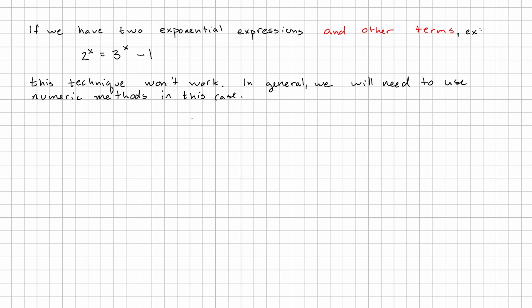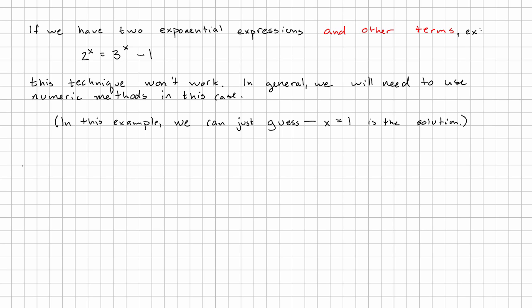In this example, we can just guess. The solution is x equals 1. We can tell that because 2 is equal to 3 minus 1. But taking the log of both sides wouldn't help us because the log couldn't split up that difference.